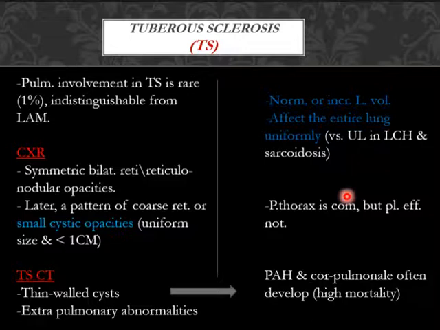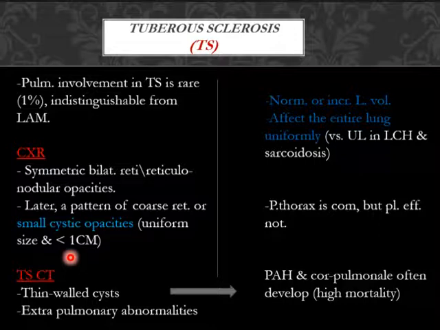Tuberous sclerosis, involvement of the lung is rare, about 1%. In general, it is indistinguishable from lymphangioleiomyomatosis. In the early stages, we may see reticulation. In the later stages, it develops into small cystic spaces. The cysts are characterized by uniform size, while in lymphangioleiomyomatosis, they are different sizes but the same shape.